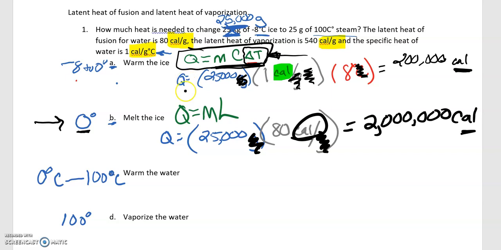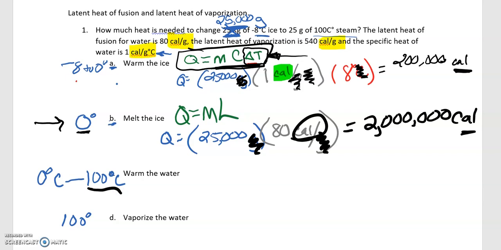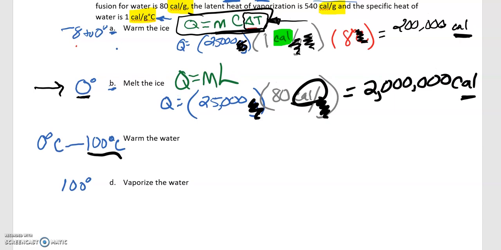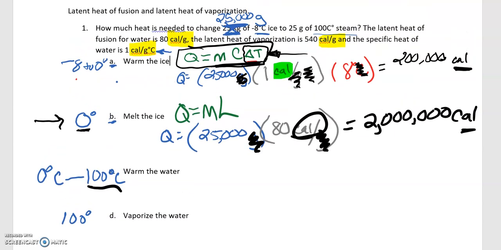Okay, so once we get through melting the ice, now we're going to start with water that's at 0 degrees Celsius. It's going to be very cold. And then we have to warm that water clear up to 100 degrees Celsius so that we can get it to its next phase change. But we have to put in heat energy in order to do that. So now we're going back to our first equation here. Our mass is still 25,000.